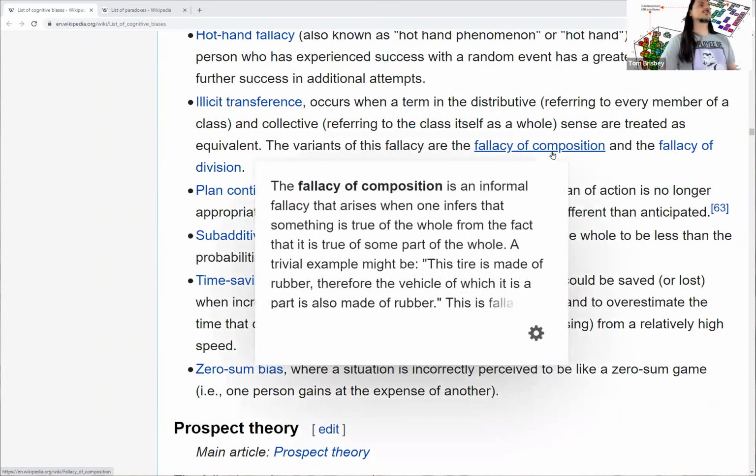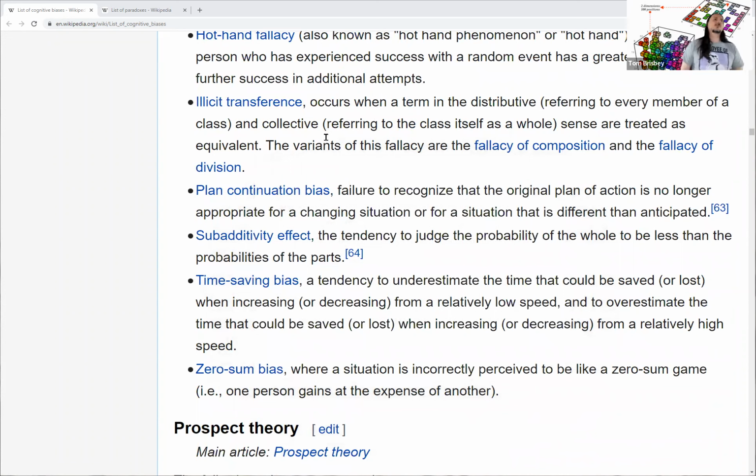Illicit transference occurs when a term in the distributive and collective sense are treated as equivalent. So that refers to every member of a class and the class itself as a whole. So that means that all Black people are the same Black person, is what illicit transference is saying. All Asian people are the same Asian person. All basketball players are the same basketball person. All farmers are the same farmer.